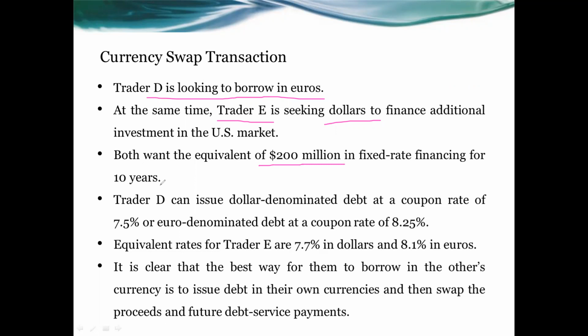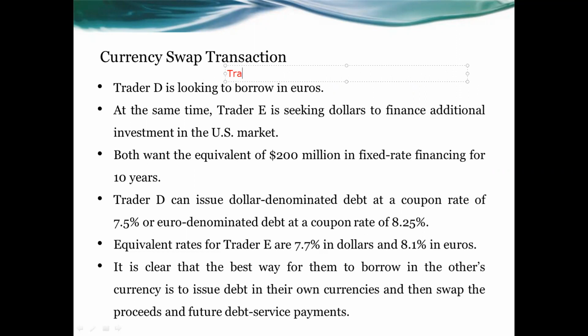Now, what trader D has is dollar denominated bonds or something, so he can issue it. Also D might have euro denominated bonds that he can issue. Similarly, trader E also has a dollar denominated bond, which has another interest rate, as well as a euro denominated bond, which has another interest rate. Let's look at the scenario very clearly. I will show you the scenario here.